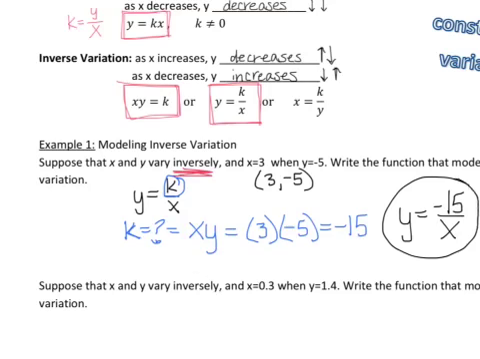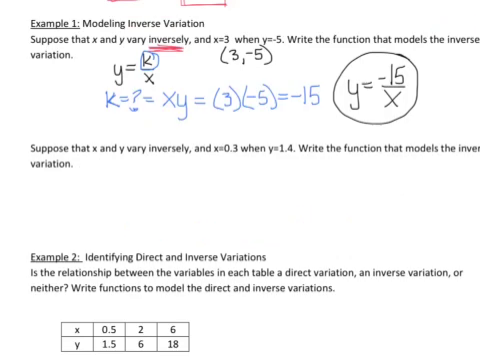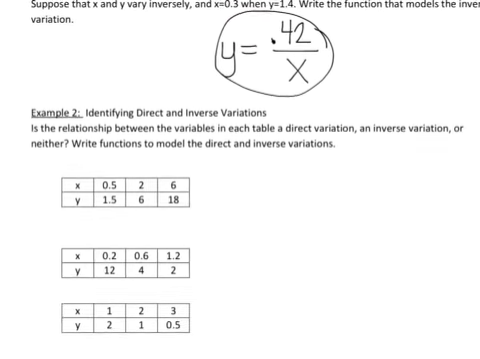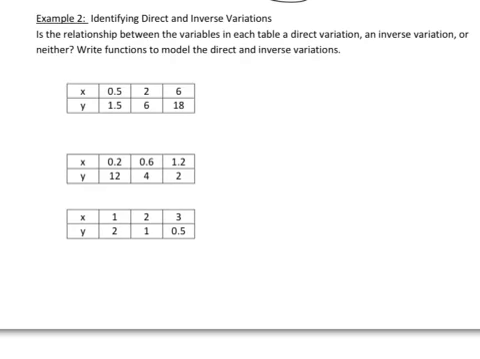Ta-da. See if you can do the next one on your own. Same thing, just different numbers. All right, what did you get? What's your equation? 0.42 over x? Good job. You got that by figuring out k, multiplying x and y together, and getting 0.42. Any questions?